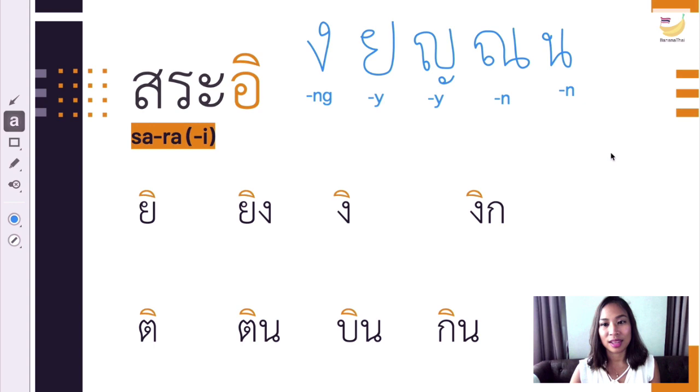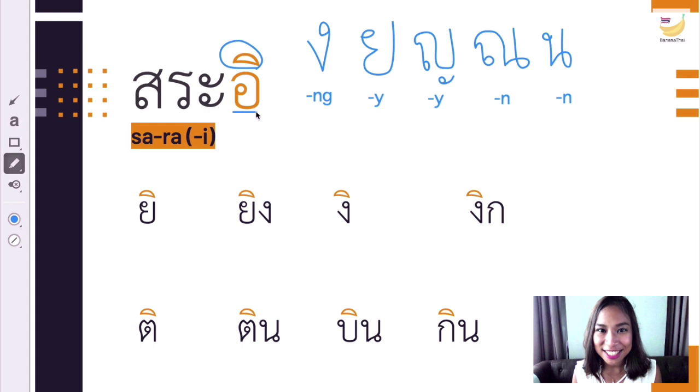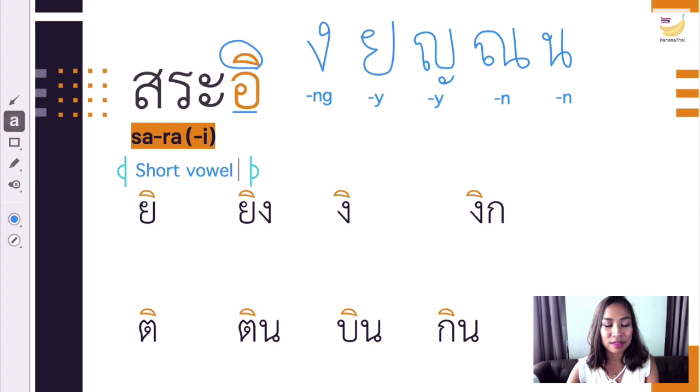The vowel that I'm going to teach you today is สระอิ, the อิ sound. สระอิ is right here on top of the initial consonant. Sara a is behind the initial consonant, but sara i is on top of the initial consonant. And it's a short sound, a short vowel. Short sound vowel, sara i.